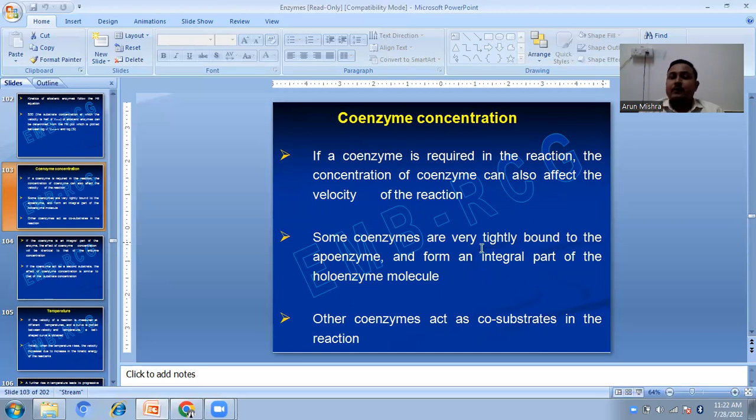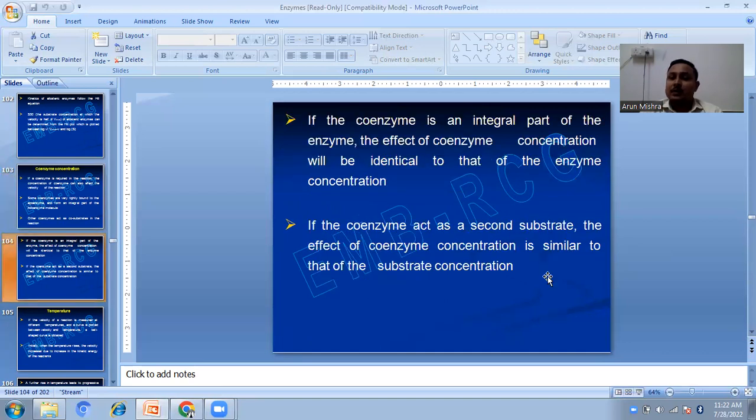Some coenzymes are very tightly bound to the main enzyme and form an integral part of the whole enzyme molecule. Other coenzymes act as co-substrate in the reaction. If the coenzyme is an integral part of the enzyme, the effect of coenzyme concentration will be identical to that of enzyme concentration. If the coenzyme acts as a second substrate, the effect of coenzyme concentration is similar to that of substrate concentration.